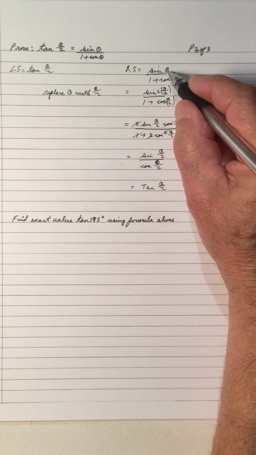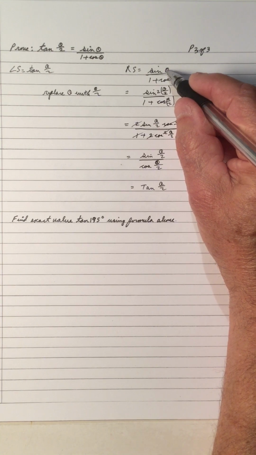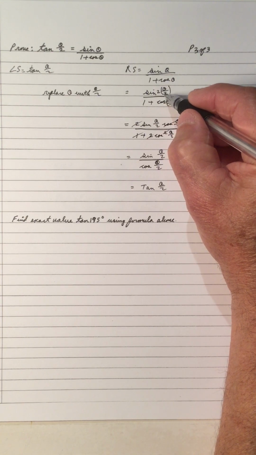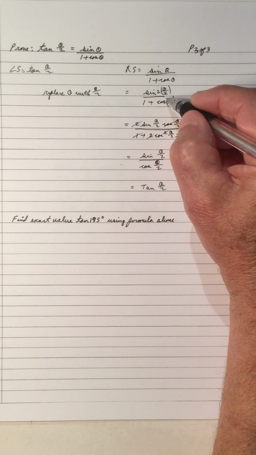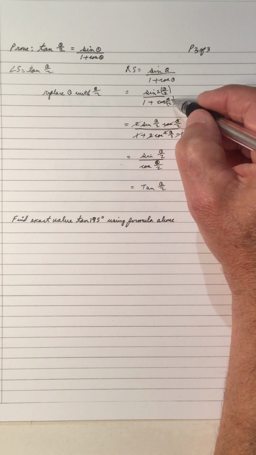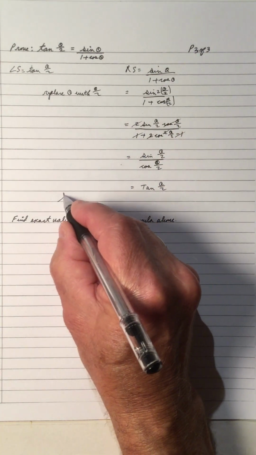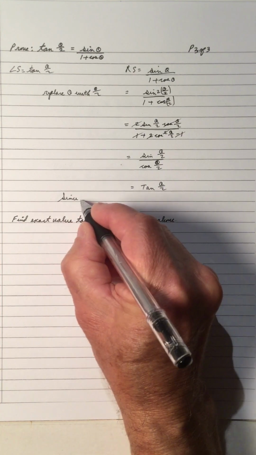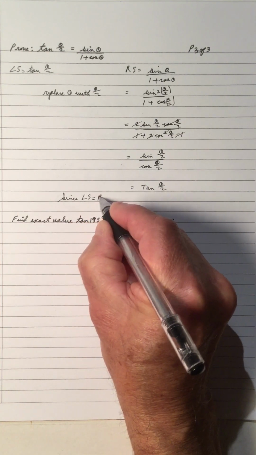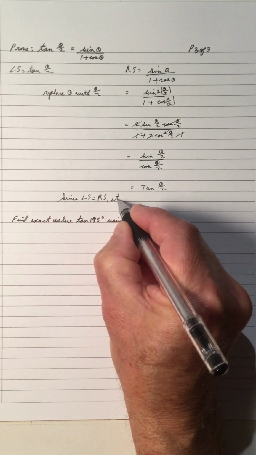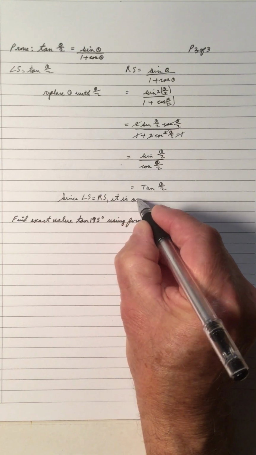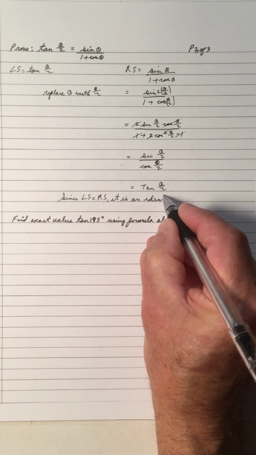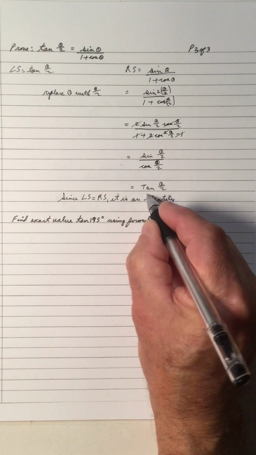But notice we replaced theta with 2 times theta over 2. So that gives us a double angle formula for sine and cos. And I always write the statement, since the left side equals the right side, it is an identity.